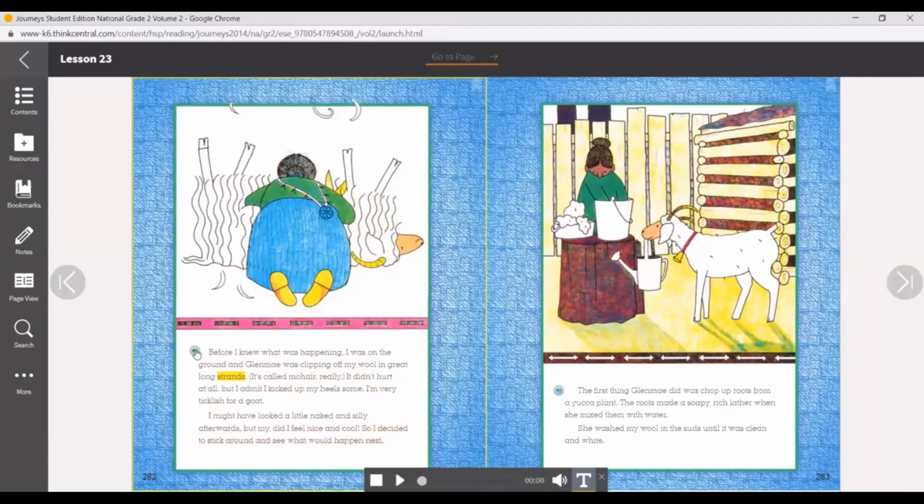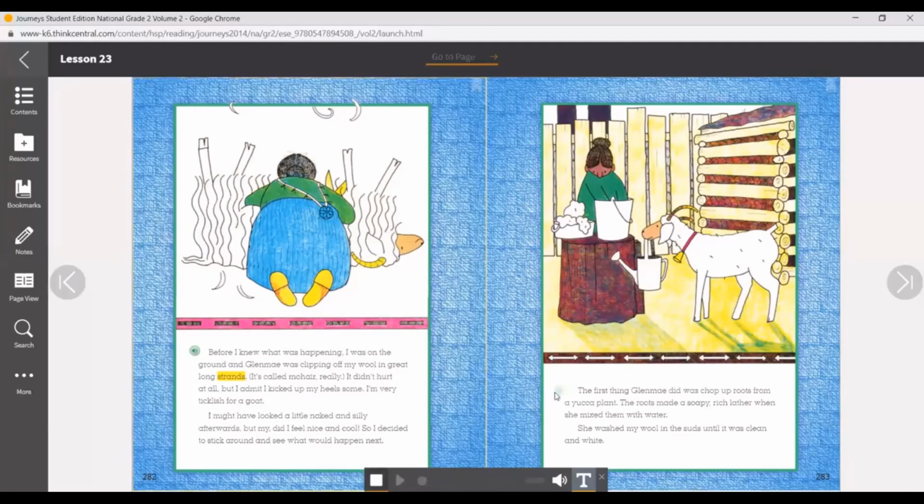Boys and girls, what do you think Geraldine means when she says she kicked up her heels? Geraldine probably means that she squirmed around because she is very ticklish. Why does Geraldine feel silly after Glen May clips her wool? Think about when you have a haircut. Make a text-to-text connection. She is used to having the long fur, and now she doesn't, so it's a different feeling.